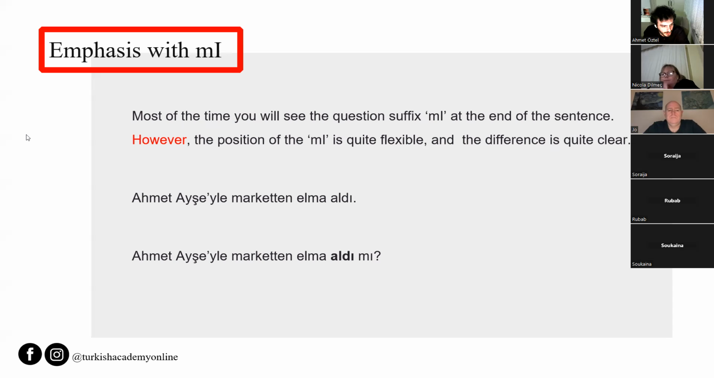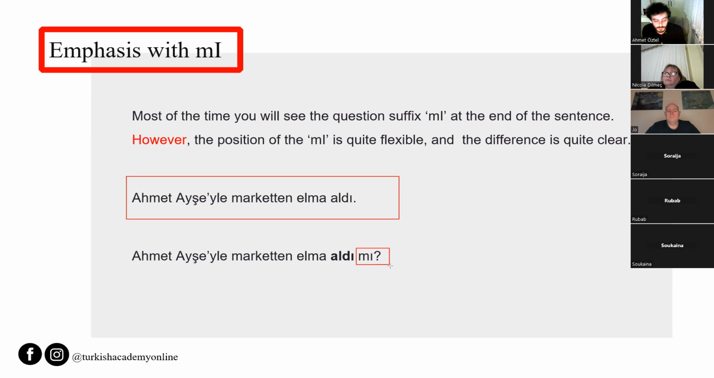So over here, I have this sentence. Ahmet, Ayşe ile marketten elma aldı. Ahmet bought apple from the market with Ayşe. This is the sentence. And if I want to ask a question about this sentence, I would just put mı at the end. Ahmet, Ayşe ile marketten elma aldı mı? Did Ahmet buy apple from the market with Ayşe? The answer would be yes or no.